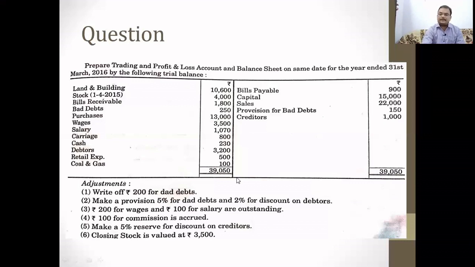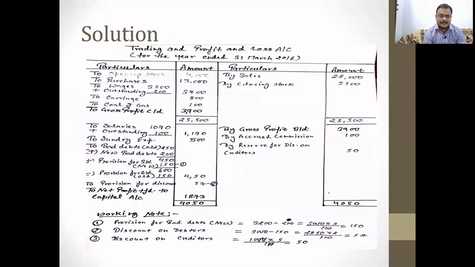So first of all you have to read all these adjustments carefully and think about them for some time, and what the treatment of these adjustments is. Like write off 200 of the bad debts, so you have to minus this 200 from bad debts. If there is bad debts given in your organization, 200 plus, you have to plus that particular 200. And now see what the treatments for these adjustments are.